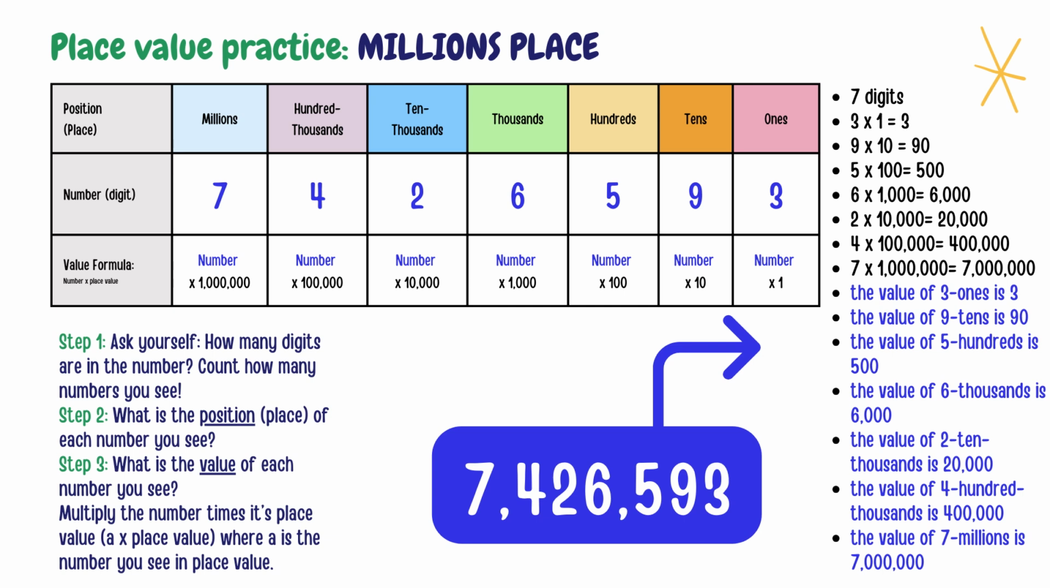So the value of 3 ones is 3. The value of 9 tens is 90. The value of 5 hundreds is 500. The value of 6 thousands is 6,000. The value of 2 10,000s is 20,000. The value of 4 100,000s is 400,000. And the value of 7 millions is 7 million.